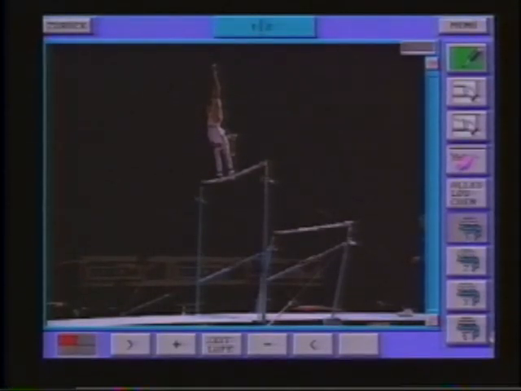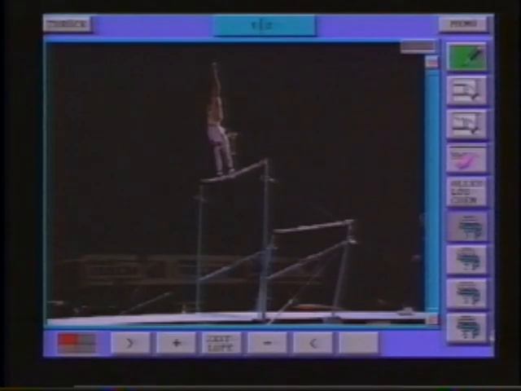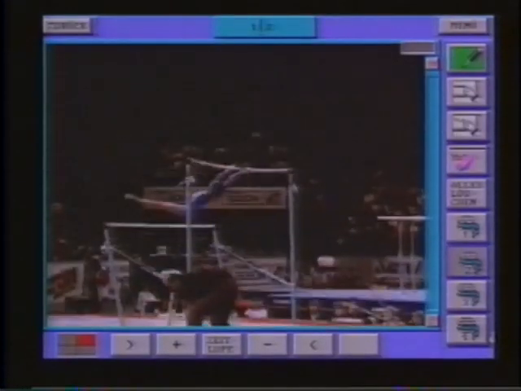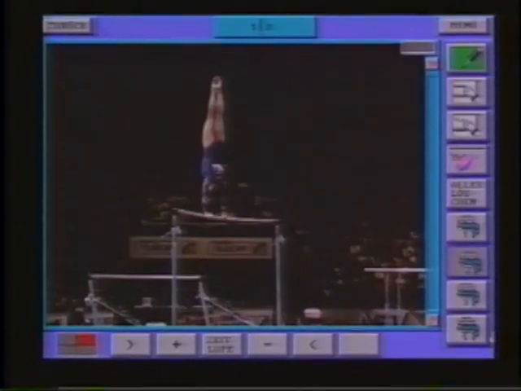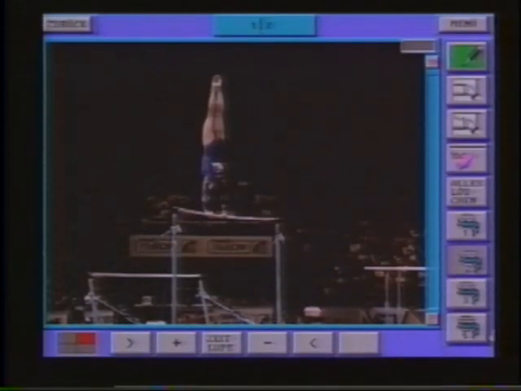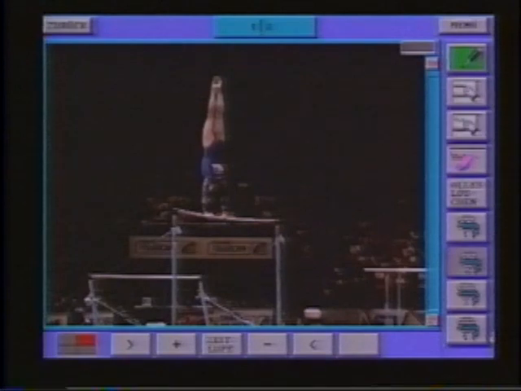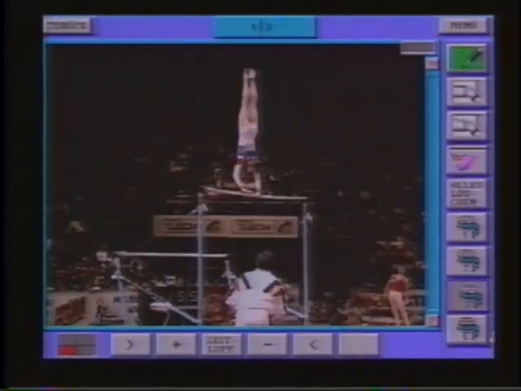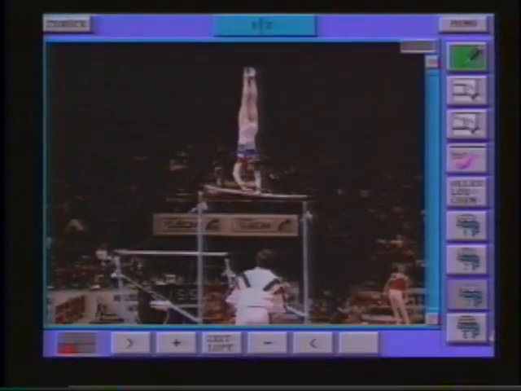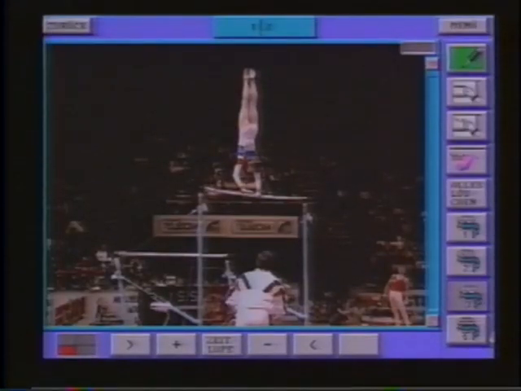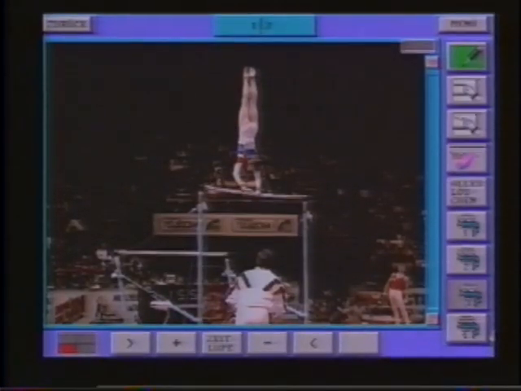Giant circle with half turn completed in handstand C. You are seeing an ideal execution because the half turn occurs with release hop. Giant circle forward with half turn completed in handstand C. Good technique, no deduction. Clear hip circle with half turn completed in handstand C. Good technique.